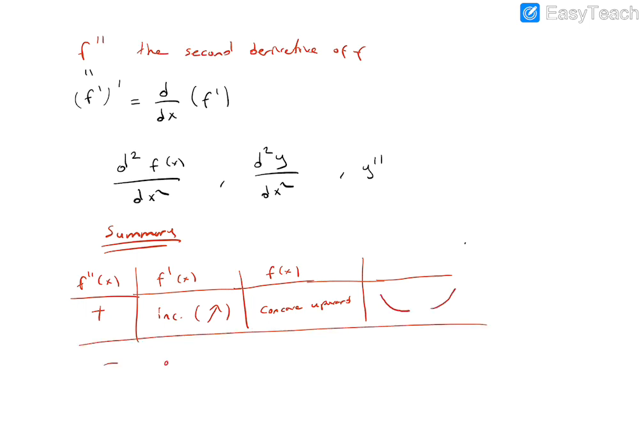If this is negative, f prime is decreasing, so f is concave down. So the graph looks like either this one or that one, okay?